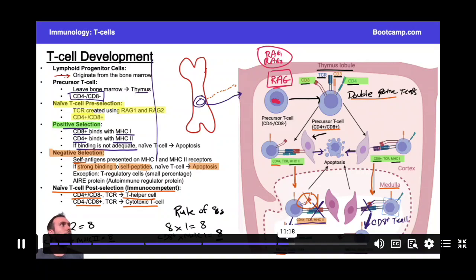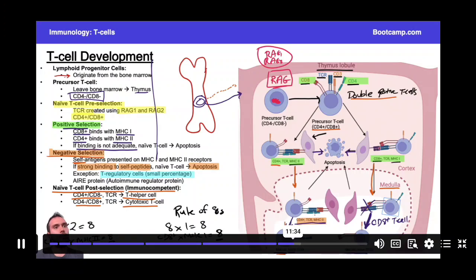And the last thing that I want to touch on here, remember we talked a little bit about these Tregs, or T regulatory cells. Now, a small percentage of these cells that actually do bind to self-antigens will actually stick around. So you might be saying, what are we talking about here? We're going back to this step at negative selection.